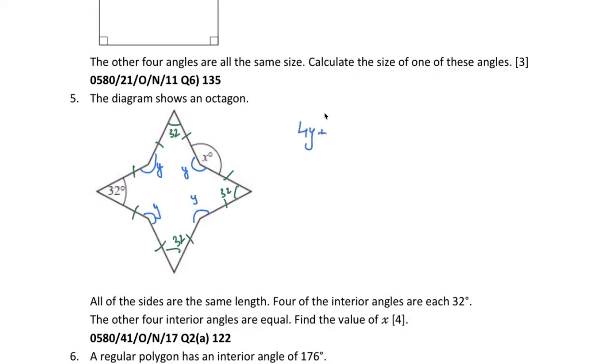So 4 times y plus 4 times 32, that is going to be the sum of all the interior angles of this octagon. And an octagon is an 8-sided figure, so 8 minus 2 times 180. This is going to give you the sum. So 8 minus 2 is 6, 6 times 180 is 1080. This is equal to 4y plus 4 times 32. Solve for y. What's the value of y going to be?